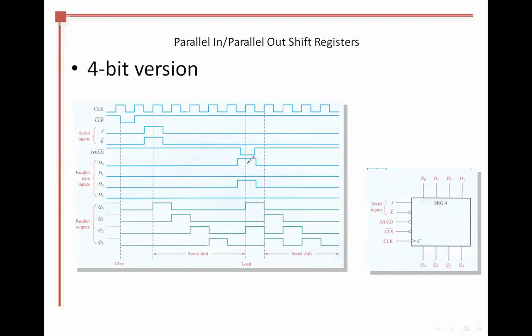Let me just write it. So here we have 0. 0 means it is referring to load. Load means it is telling whatever the values are there in D0, D1, D2, D3, that one you pass to outputs. So here I have 1 for D0, and I have 1 for D2. So these values should be exclusively passing to Q0 and Q2, because this is parallel data input and parallel output.